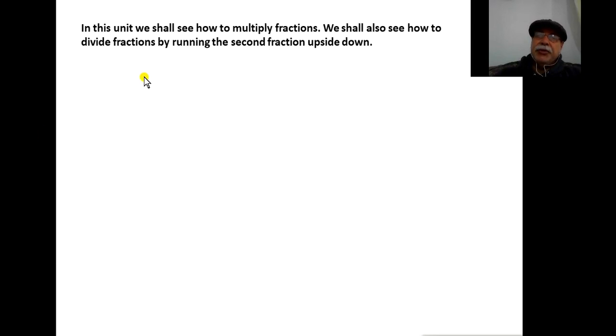In this unit, we shall learn about multiplying fractions. We shall also see how to divide a fraction by turning the second fraction upside down, and how we make the fraction upside down.